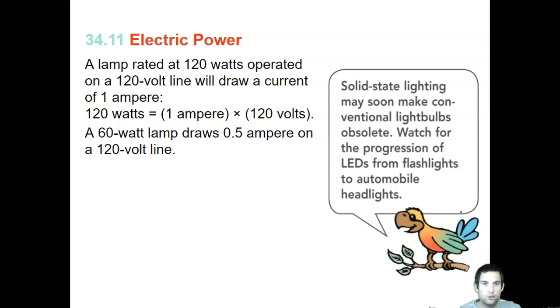Solid state lighting may soon make conventional light bulbs obsolete. Watch for the progression of LEDs from flashlights to automobile headlights. We're already seeing that. An LED, that's a light emitting diode. It's a type of resistor. If electricity comes in, then it emits light. That's its function. So it's not emitting heat like a regular tungsten light bulb. Instead, it's just light. So the LEDs are cool when you touch them.